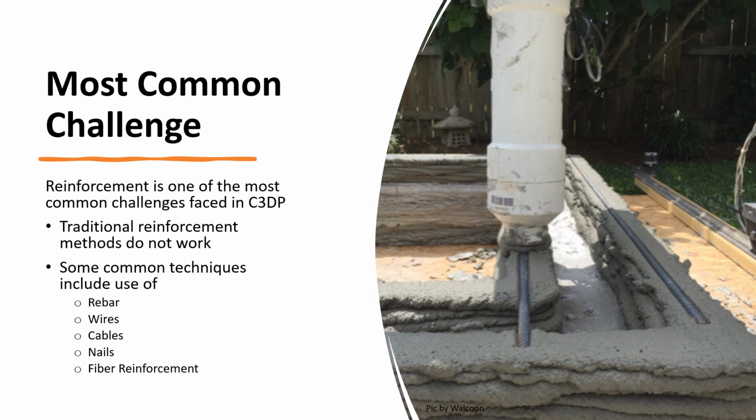There have been many reinforcing techniques that have been tested. Some more common techniques that have been tested, such as inserting rebar, embedding wires, cables, nails, and fiber reinforcement, have all helped to achieve significant structural improvements. On the right is an example of a horizontal steel bar being used as reinforcement. Now, while this technique might work for smaller scale projects, it should become more faulty as the scale goes up.